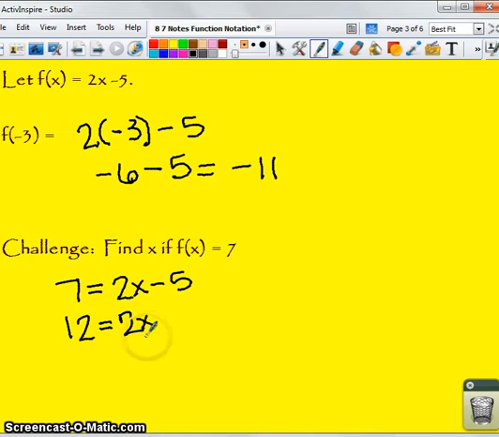Now we want to get x by itself, so this is multiplication right here. So we're going to divide by 2 on both sides and get 6 equals x. So the x value that gives us the f of x equal to 7 is going to be 6.